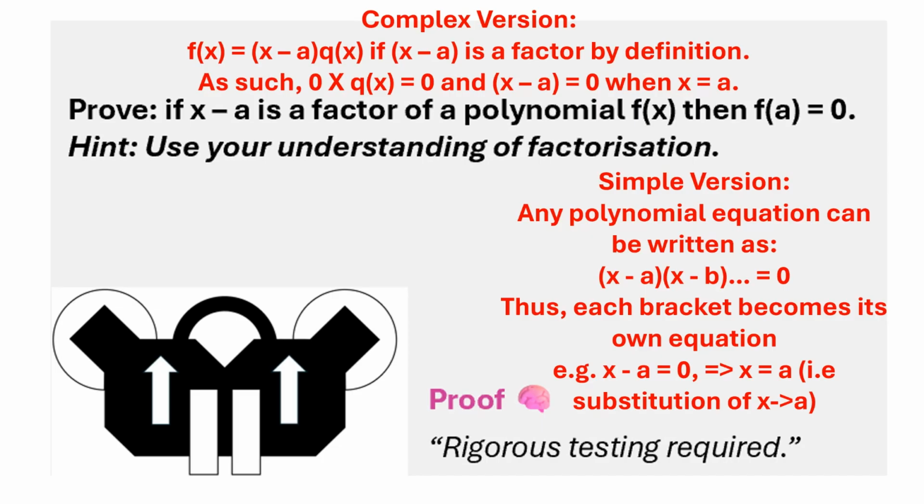Complex version, it's factorizing out that bracket instead, just with some fancy notation, and then saying that if that bracket's equal to 0, it's going to be when x equals a.